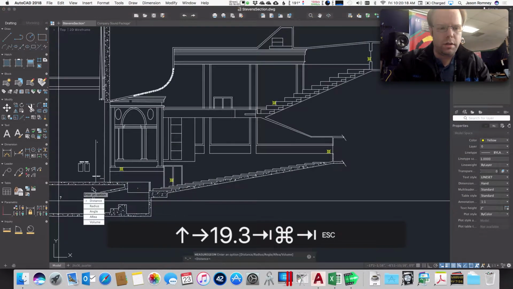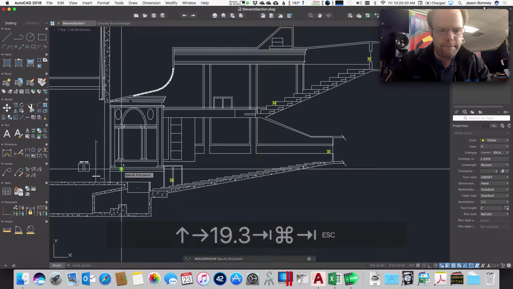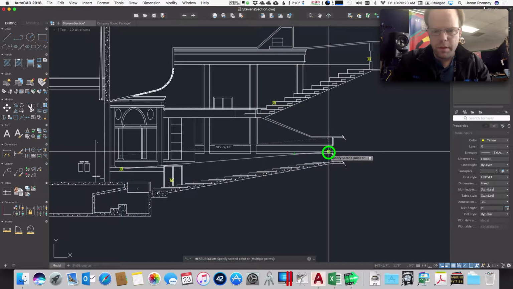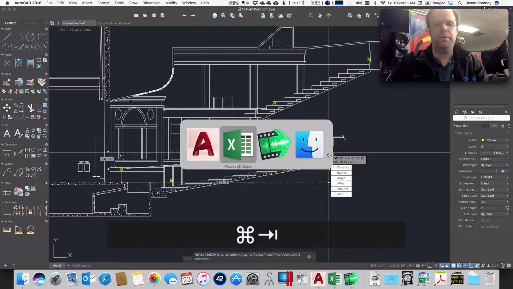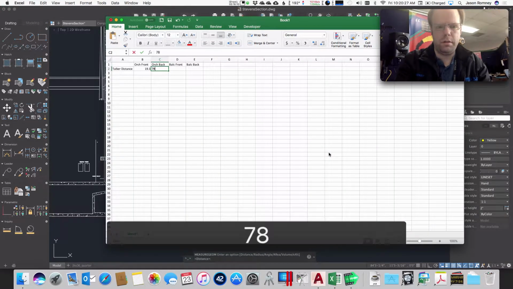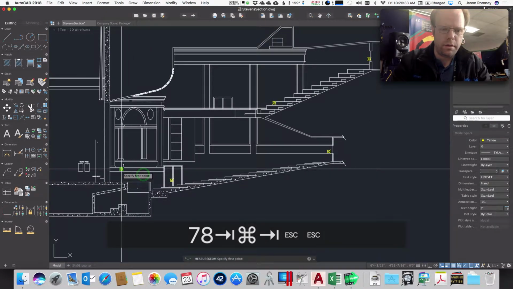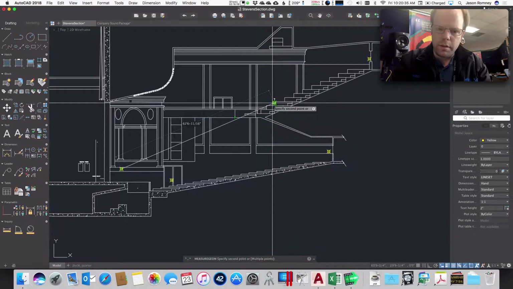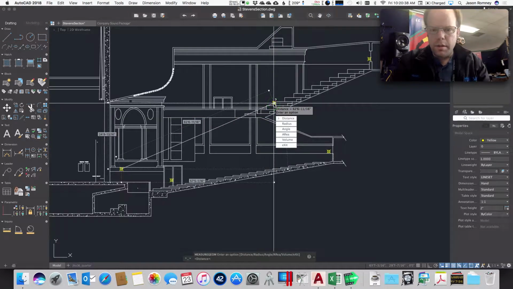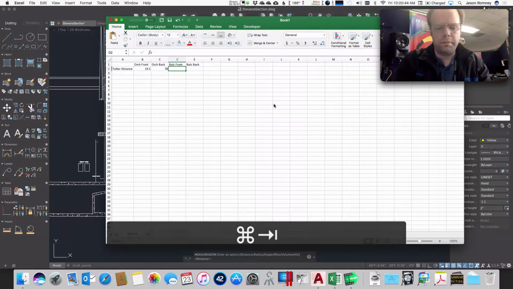And the talker is 78 feet away from the back row. And the talker is 62.5 feet away from the front row balcony.